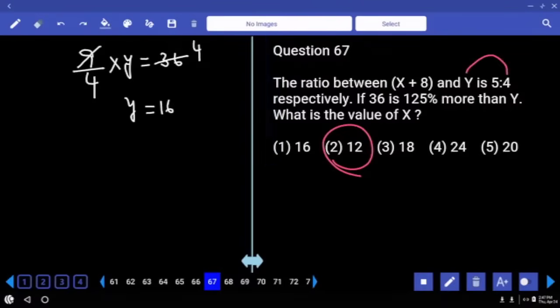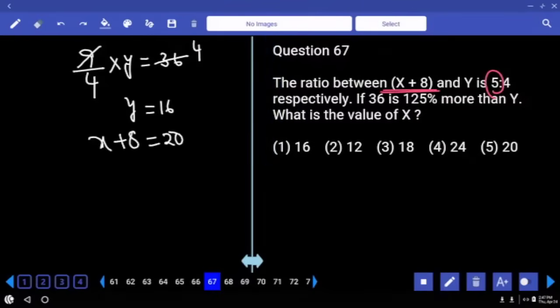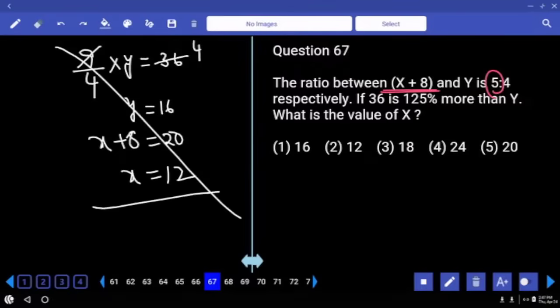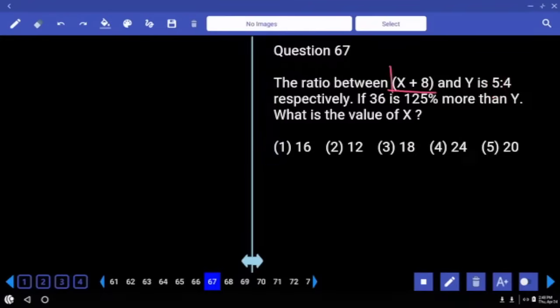Y is how many parts? If this is equal to 4 parts, 1 part value is 4, then 5 parts value is 20. X plus 8 is 20. Then x is equal to 12. అర్థమైందా? నేను ఈ రామాయణం చేయలా. వాట్ ఐ వెరిఫైడ్ వాజ్ డిఫరెంట్. We were asked to calculate the x value.